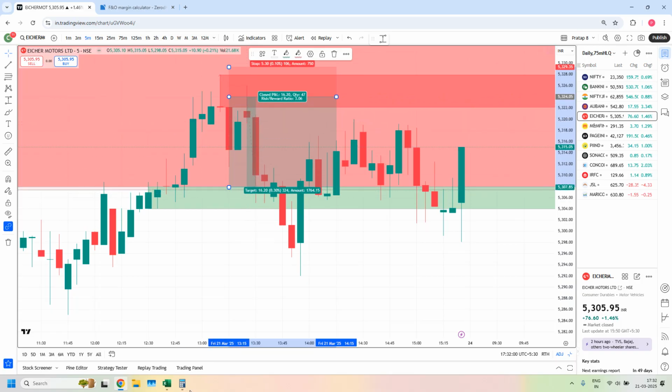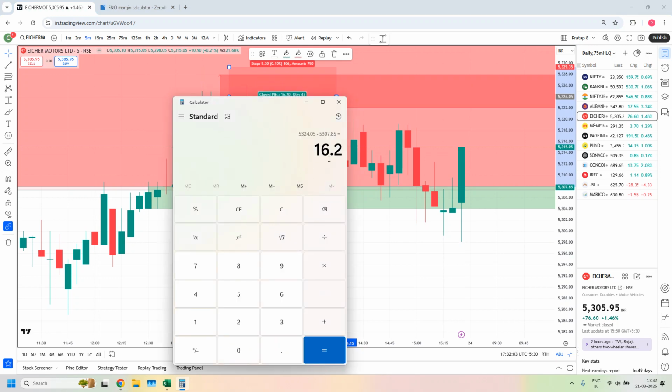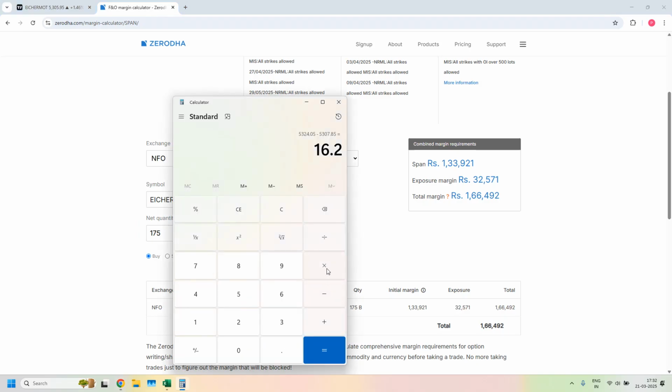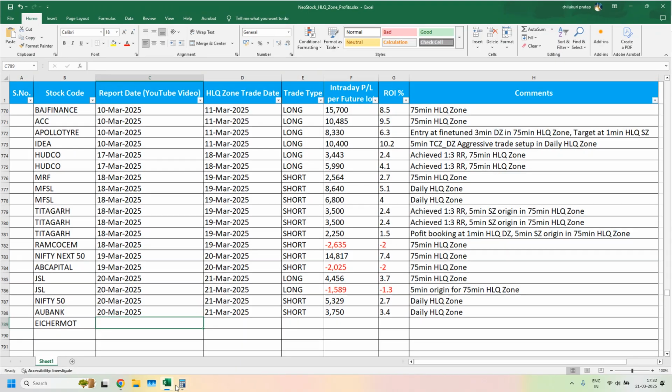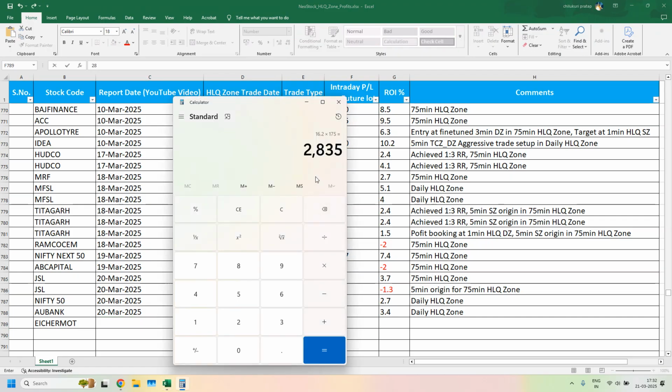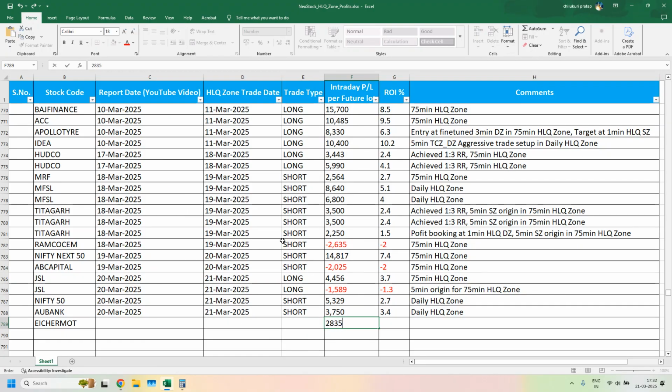In 5 minutes, each share you got 16.2 rupees profit, into 175. You got 2,835 rupees profit.